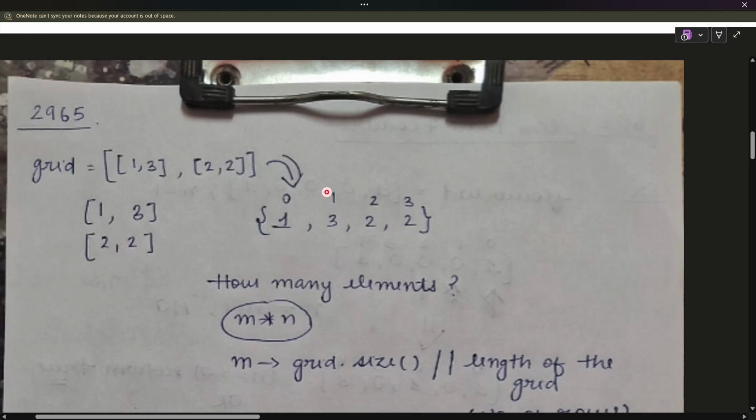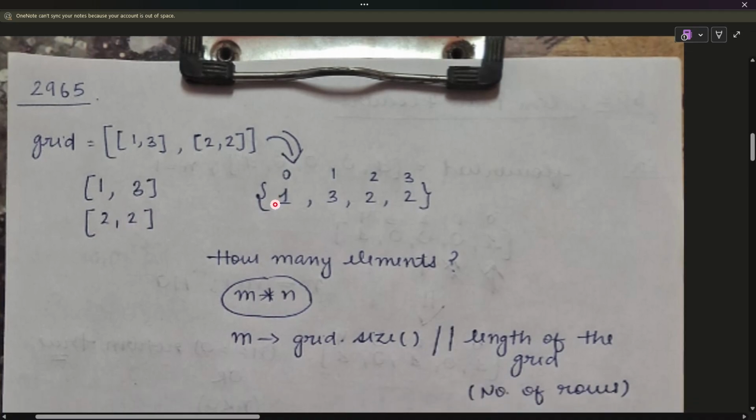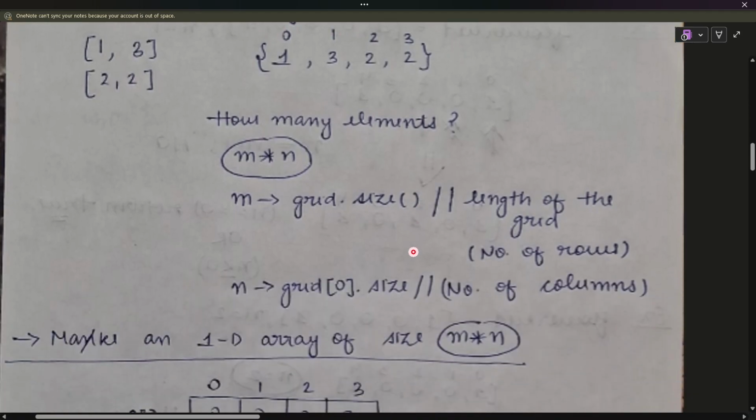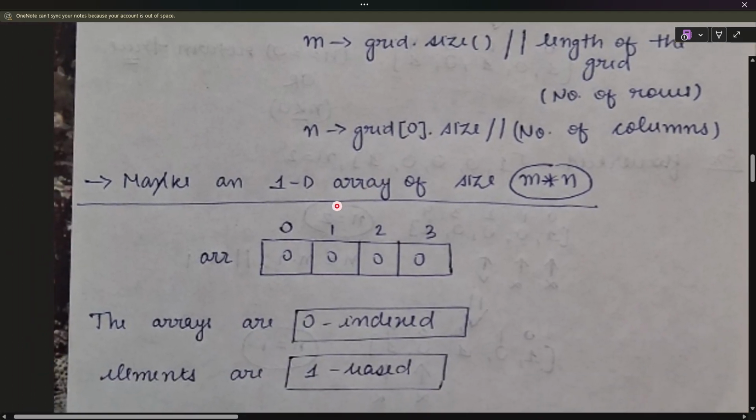Like here, if we convert it, something like this will occur. There are 4 elements in the array, and as you may know, the array is 0-indexed. So there will be 4 elements which will be from 1 to 4. We won't be considering 0; we will manage that in the code itself. As we can see, it's n times n, so the number of rows and number of columns will be the same.